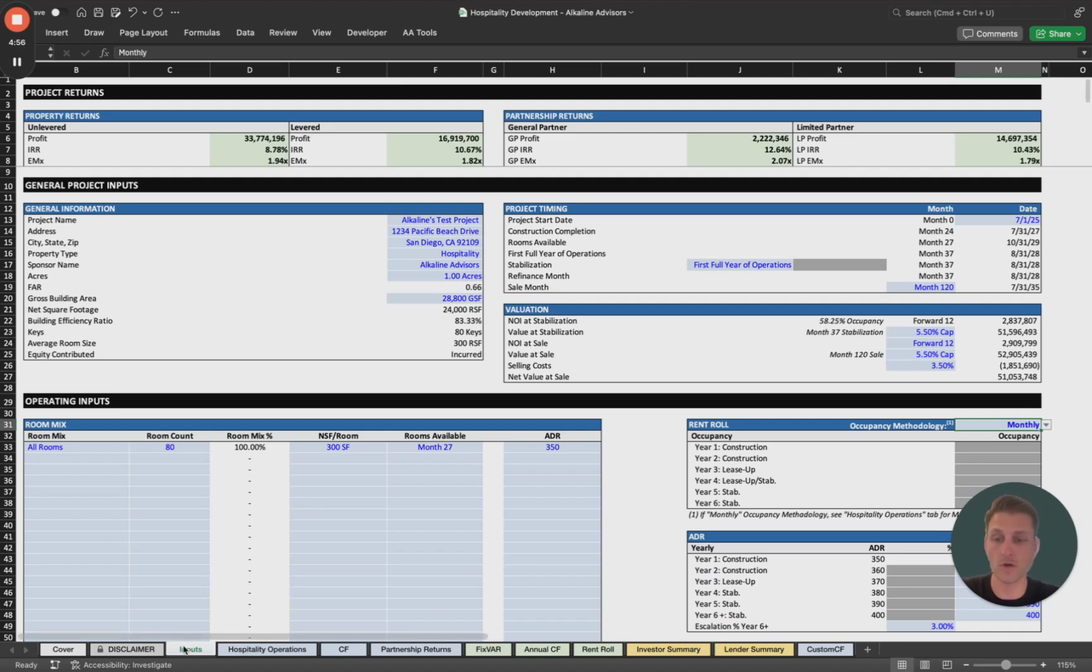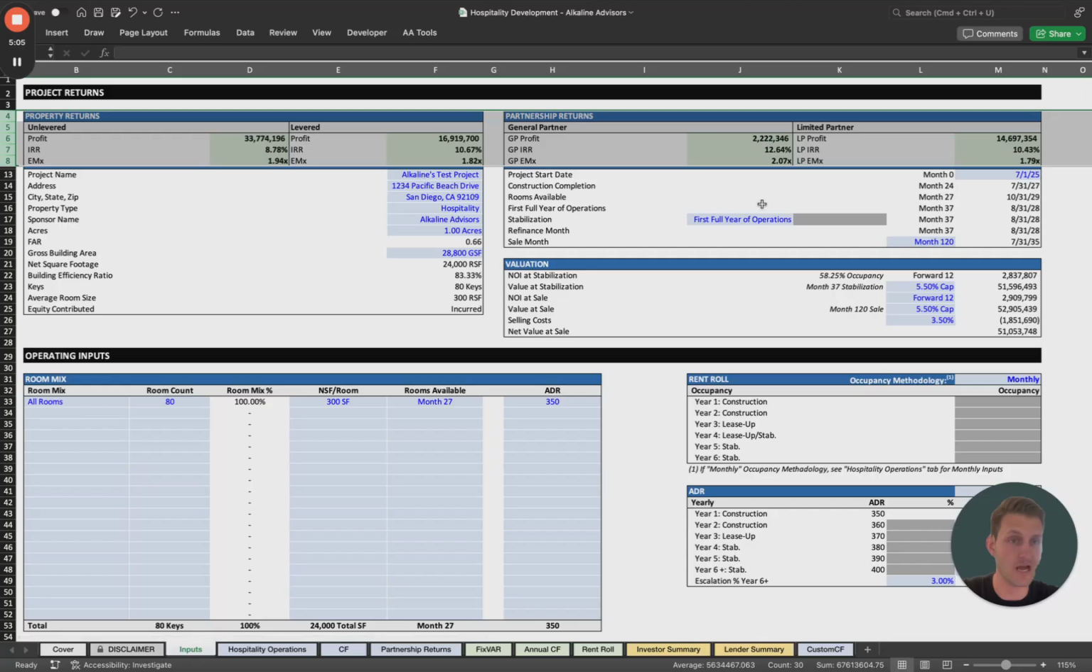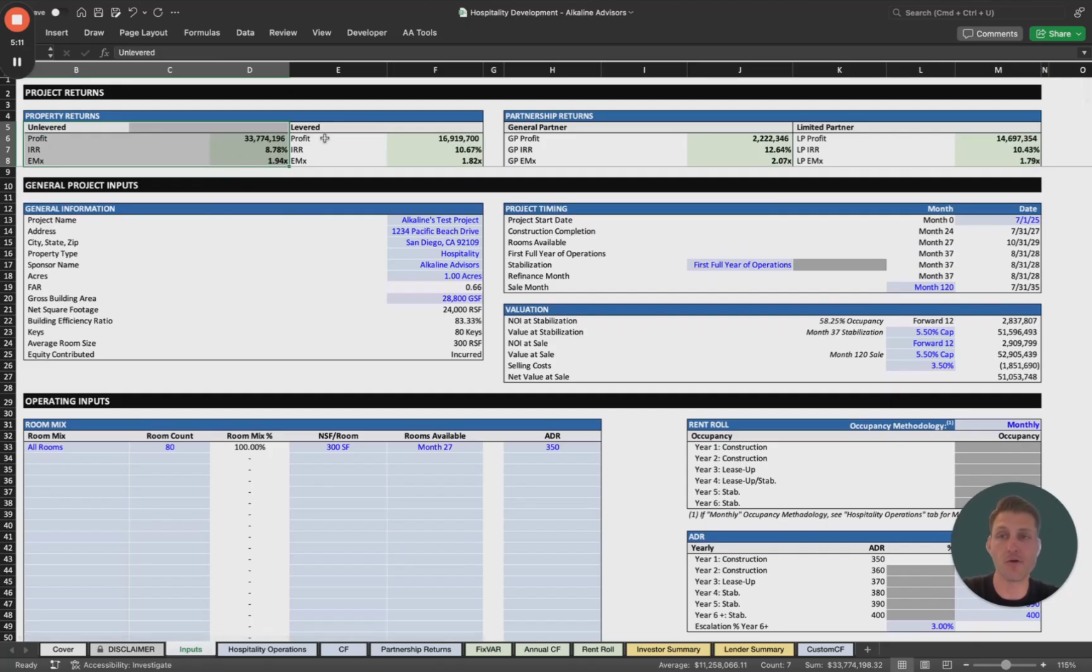So to start, we'll go to the inputs tab. As I mentioned before, the top section is the return profile section. That is going to be frozen on this tab and will update every time you update one of the blue cells. So this is the return profile of the project without debt. This is the return profile of the project with debt. This is the return profile of the general partner, and this is the return profile of the limited partner.